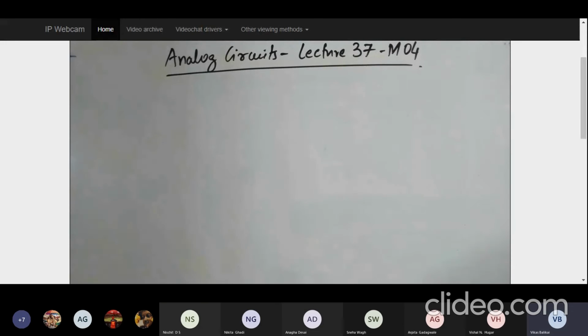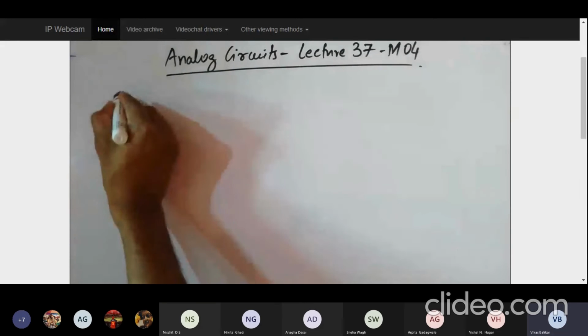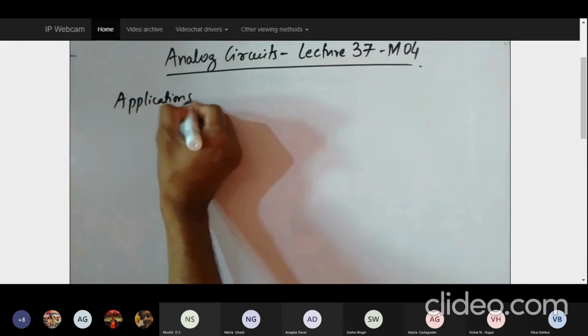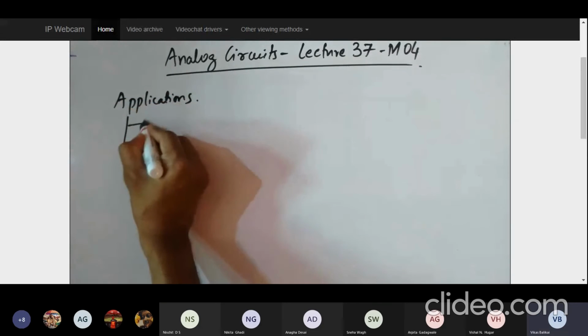Now, in the last lecture, we had a small discussion on the applications of the op-amp as well, wherein we started with the summing amplifier, the averaging circuit, and the weighted or the scaling amplifier. So basically, when we talk about the applications of op-amp, the applications can be categorized into two things.